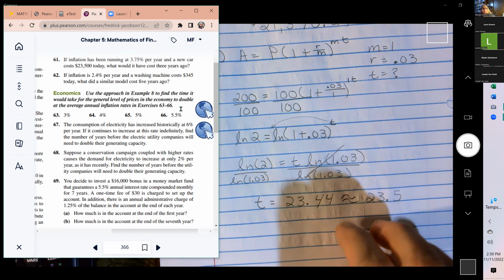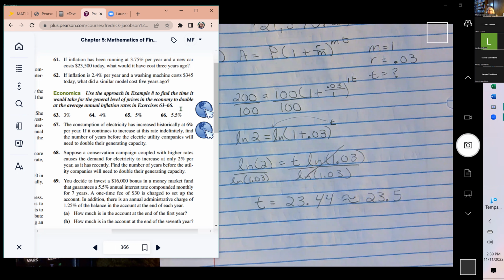Because dropping that off, we won't necessarily double. So if it says round the year to the 10th, it'd be 23.5. If it said round accordingly to the year, it would be 24, because at 23 it will not have doubled yet. It's got to go a little further through the year, almost halfway through, before you double. So this is another spot where you would want to round up.